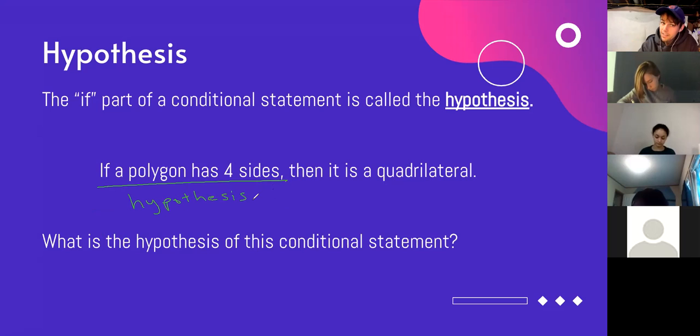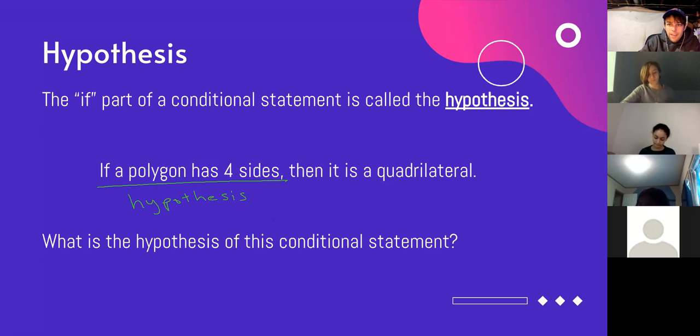Again, very easy to verify whether it's true or false. We can look at the polygon, the shape, and decide if it has 4 sides or not. If it has 3 sides, our hypothesis is false. If it has 4 sides, our hypothesis is true. Those are just examples, but we can easily decide whether our hypothesis is true or false, for a given situation at least.